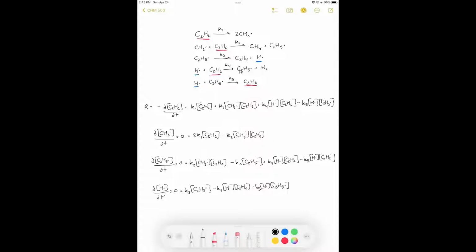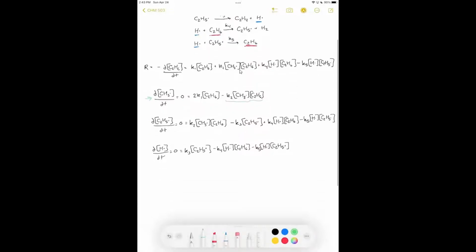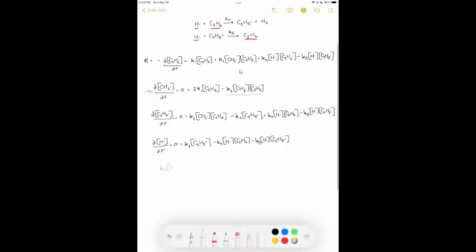All right, so this, of course, is a pretty easy application of the steady state approximation, but it's still not clear what we do. We can start by pretty easily solving this equation here. All we have to do is add this term over to the other side of the equation. That will give us k2 times CH3 times C2H6 is equal to 2k1 times C2H6. So we can cancel out C2H6, divide by k2, and find that the concentration of methyl radical is simply equal to 2k1 over k2.